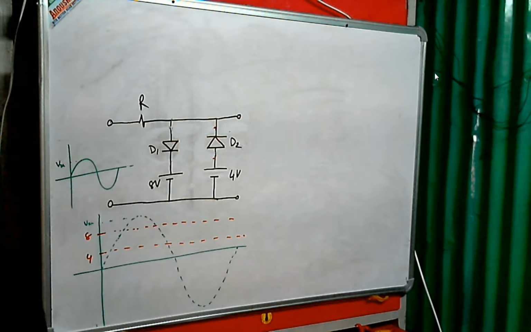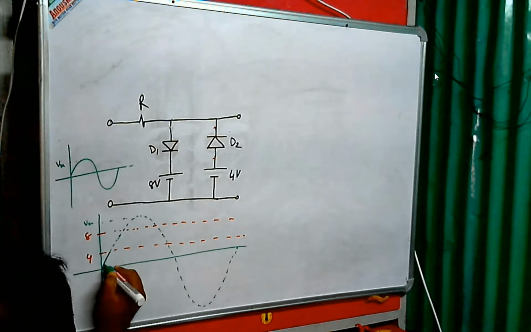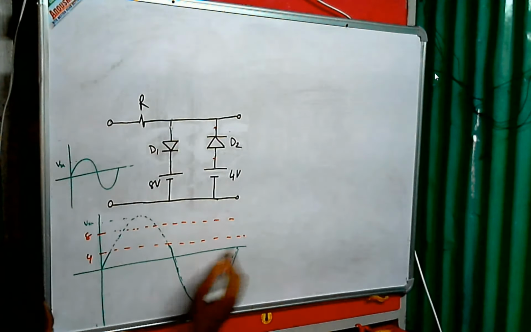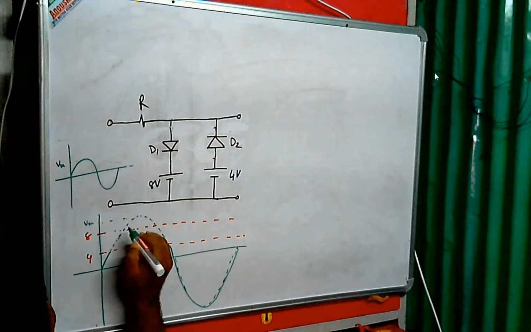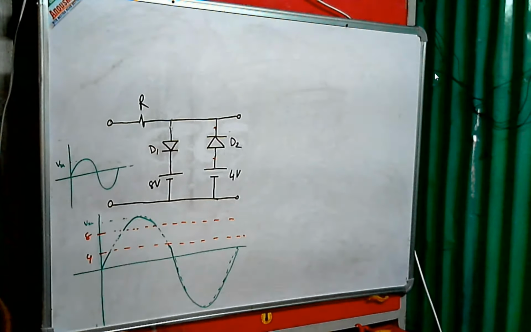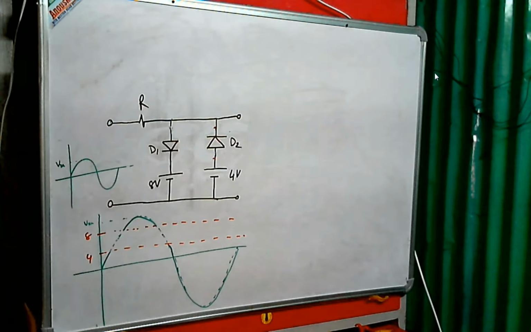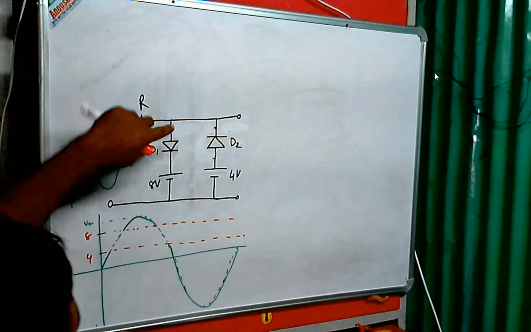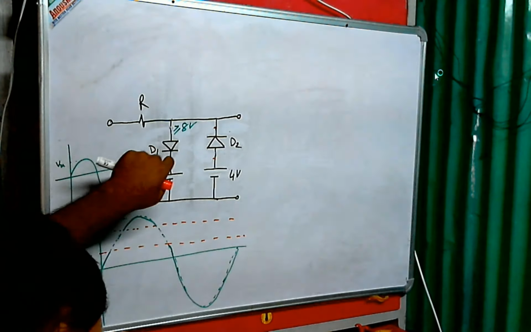Now you can identify the regions. You can see that this part is for the input voltage less than 4 volt, and this part is for input voltage greater than 8 volt. Now you may ask why these two regions are important, because you can see the diode D1 is on when the voltage at this terminal is greater than or equal to 8 volt, assuming both D1 and D2 ideal.